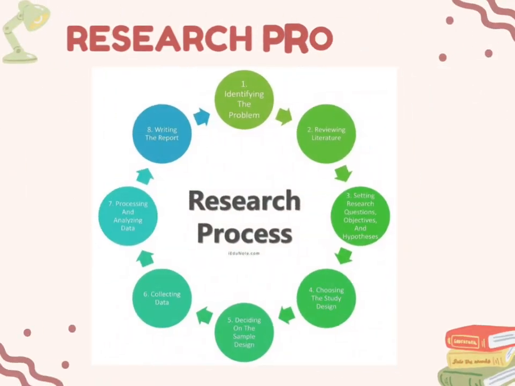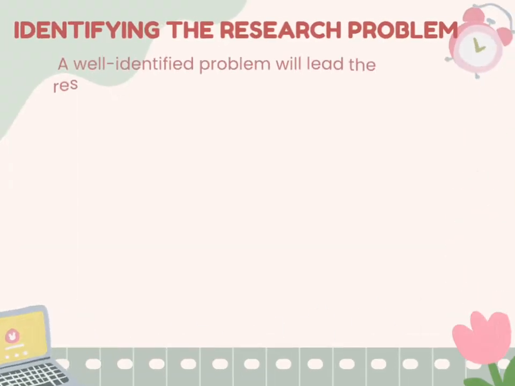Research process. 1. Identifying the problem. 2. Reviewing literature. 3. Setting research questions, objectives, and hypotheses. 4. Choosing the study design. 5. Deciding on the sample design. 6. Collecting data. 7. Processing and analyzing data. 8. Writing the report. Identifying the research problem.